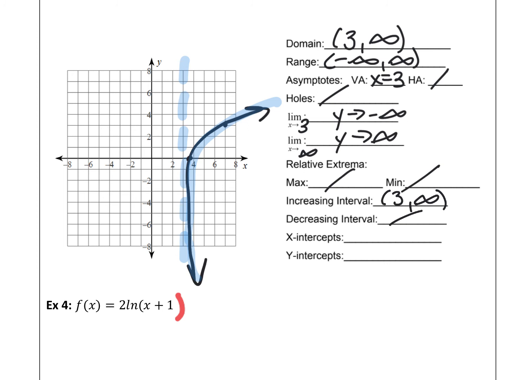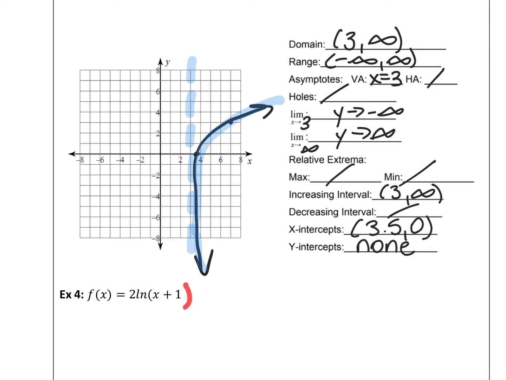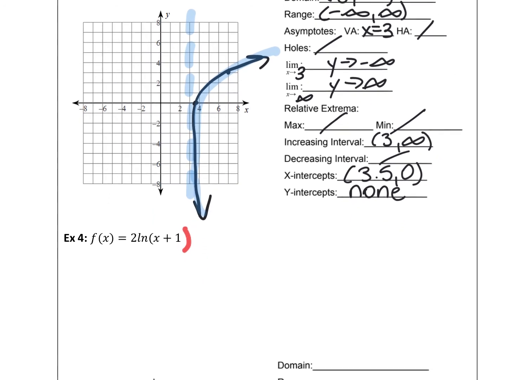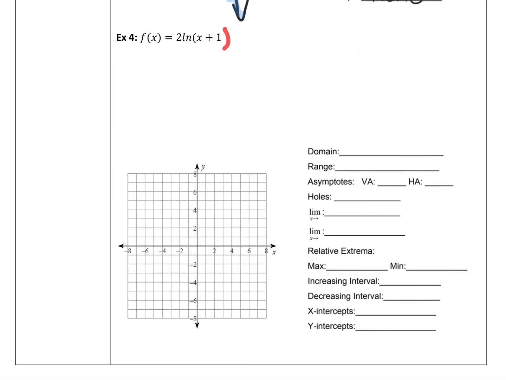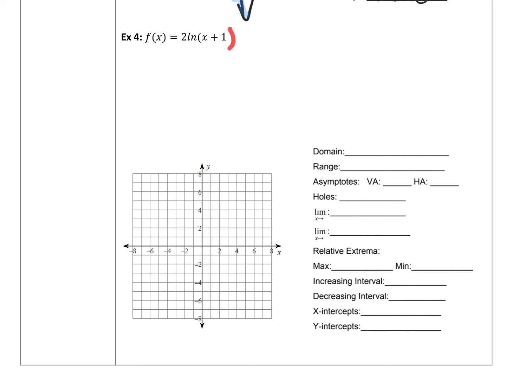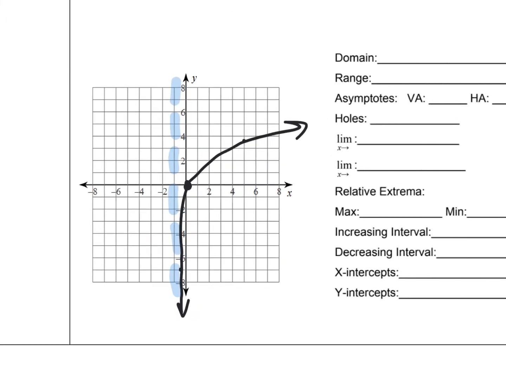And then the x-intercept. 3.5 comma 0. And then what about the y-intercept? Why? Yep, it's never going to go left. Okay, cool. 3 minutes. Go ahead and start on number 4. Okay, just because this one's very similar to the last one, we're going to go ahead and go over it.